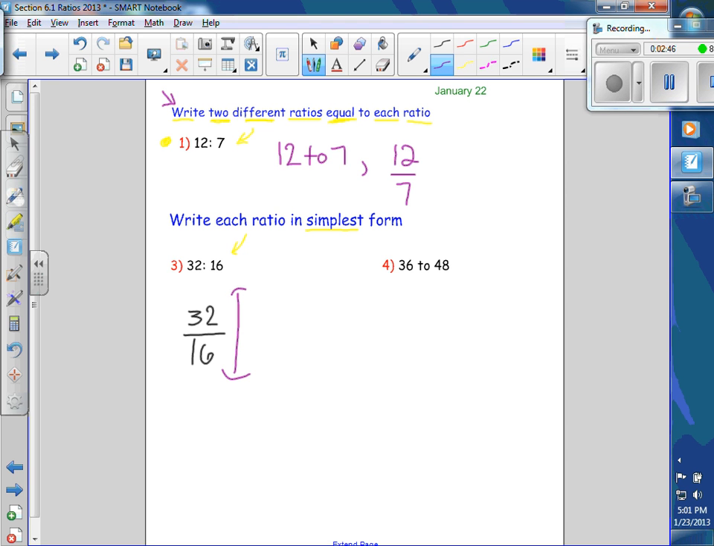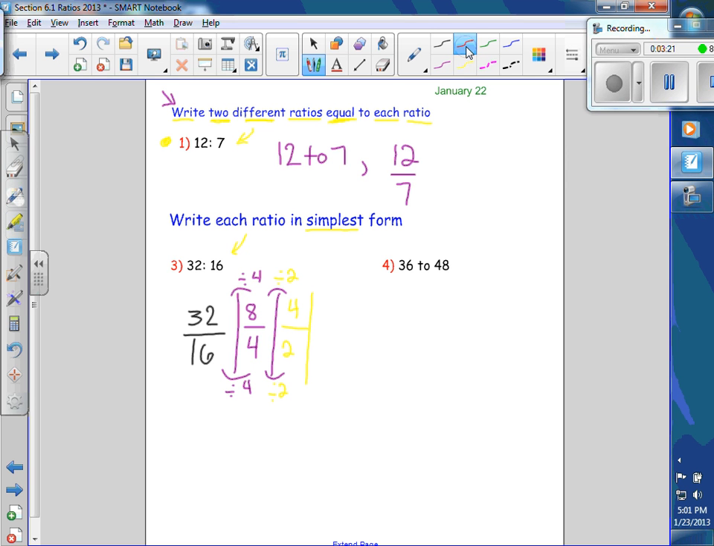So if we simplify, we look to see if there's common factors, like, for example, 4. 4 goes into both 32 and 16. So 32 divided by 4 is 8, and 16 divided by 4 is 4. After we take that step, we look to see if we need to continue to simplify. And since 8 and 4 have a common factor, we continue to simplify. So this time, maybe you notice that 2 goes into both 8 and 4. So 8 divided by 2 is 4, and 4 divided by 2 is 2.